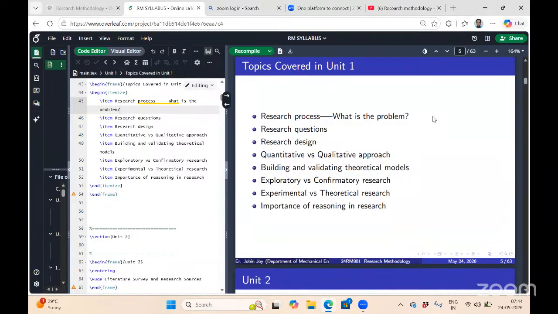So research design means the overall plan or framework used to conduct research: how to collect data, how to do sampling, and what methods are used. There are different types of research design, such as experimental design, survey design, case study design, descriptive design, etc.